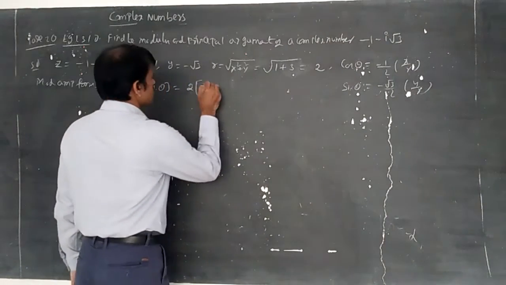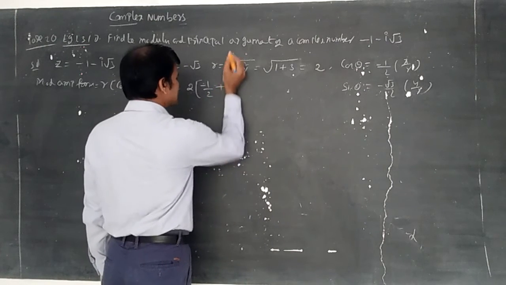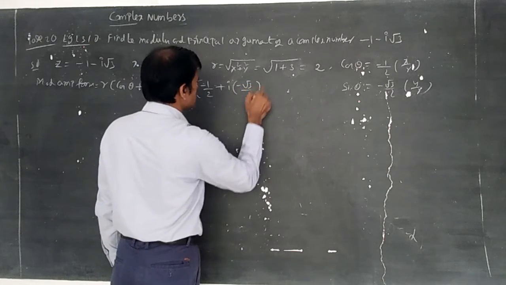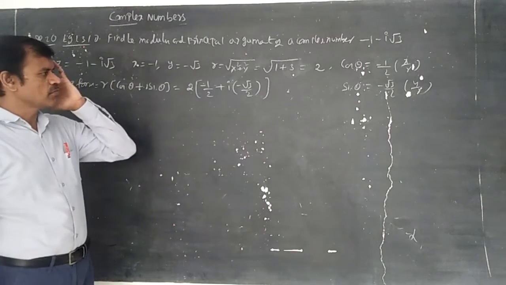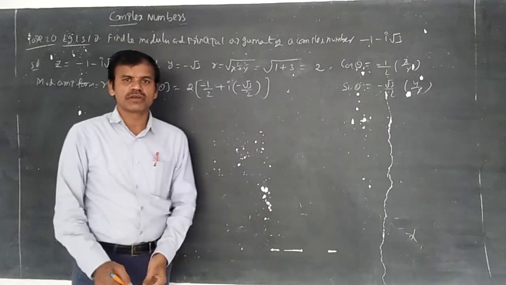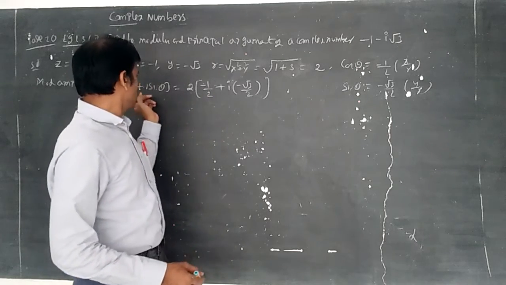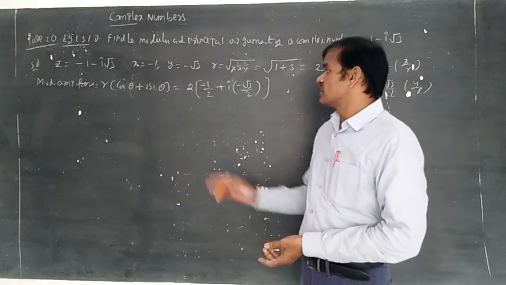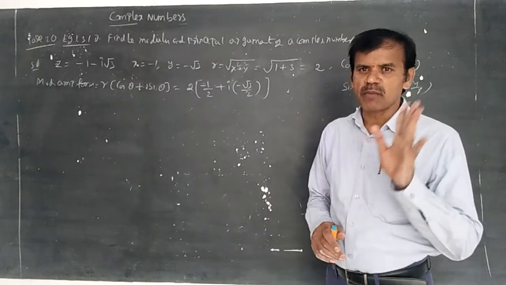2 into, now you can write -1 by 2 plus i into -√3 by 2. Here 2 into -1 by 2 we got, i into -√3 by 2 we got. You can understand that we have written it in the form of r into cos theta plus i sin theta. Now theta is equal to tan inverse y by x, the concept is okay only for simple amplitude.